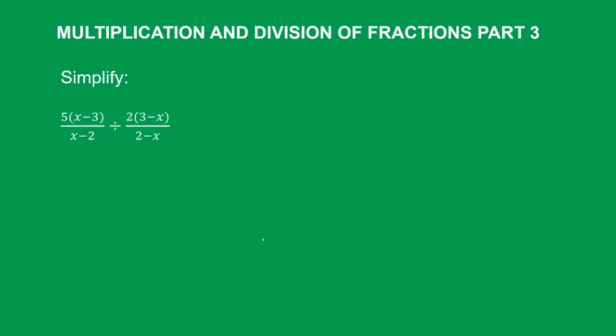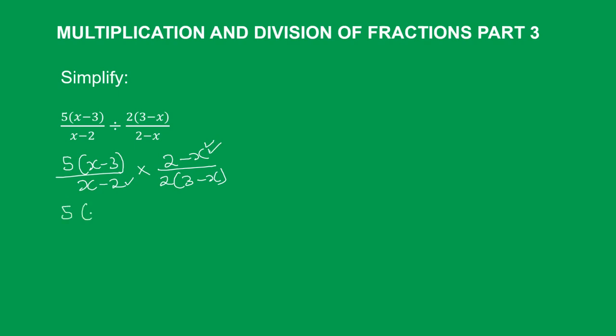Let's look at the next example. Here we're dividing fractions, so we multiply by the reciprocal of the second fraction, or just times. So it's 5x minus 3 over x minus 2 times 2 minus x over 2, then 3 minus x. Okay, and then we have to create a common bracket here with x minus 2 here, and then we have 2 minus x there. So let's change this one.